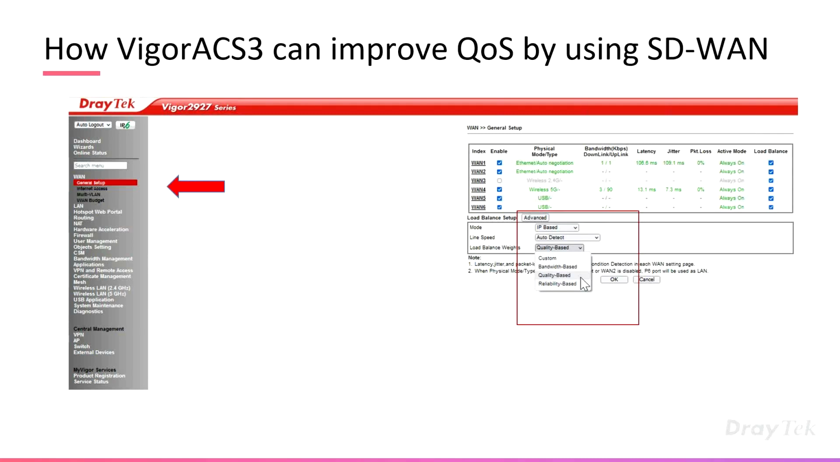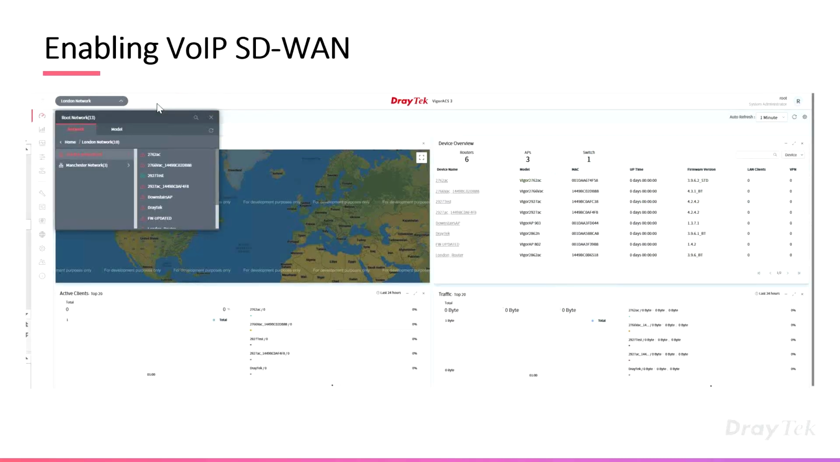And you need to add some destination ping addresses, such as Cloudflare or Google DNS 8.8.8.8 on each WAN link. After doing so, you can register the device to work on ACS, and also you need to enable SD-WAN for a particular network that you might have created in there.